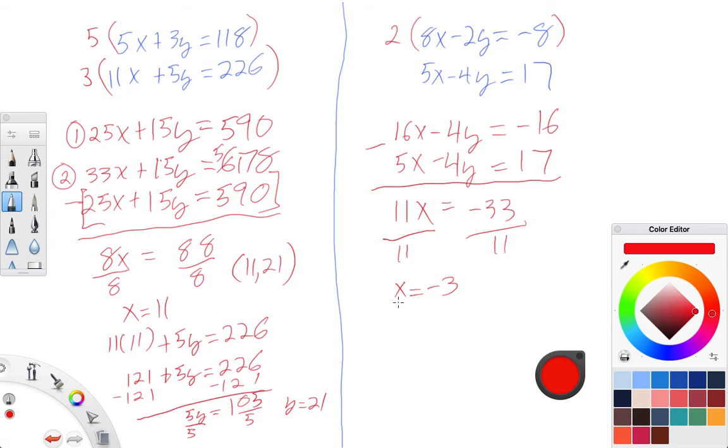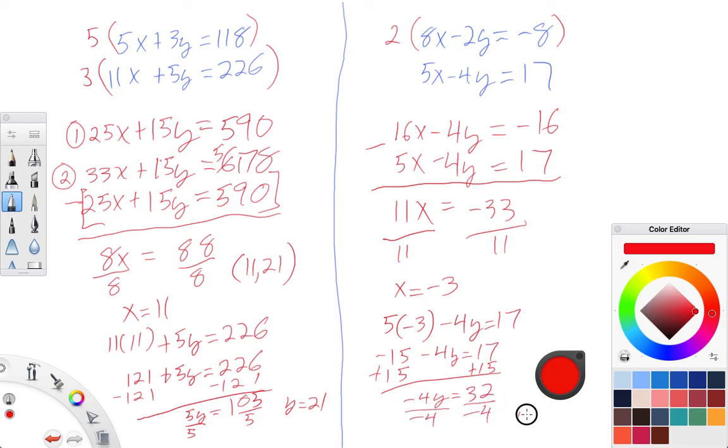So then we're going to plug this negative 3 back into one of these equations. I'm going to plug it into the second equation because I like my 5s, I guess. 5 times negative 3 minus 4y equals 17. That's a negative 15 minus 4y equals 17. Add 15 to both sides, and that's going to be negative 4y equals 32. Divide both sides by negative 4, and y equals negative 8. So for this one, our solution is negative 3, negative 8.